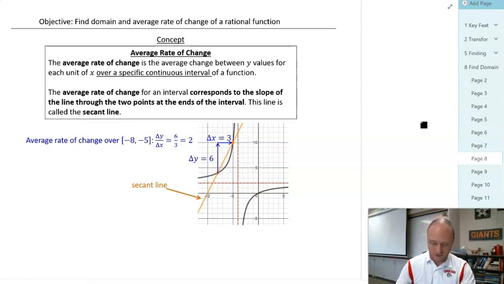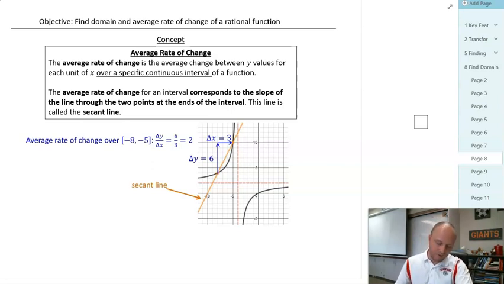With a rational function, I cannot go ahead and, let me pick a different color than blue, I cannot take a point here and a point here and say, okay, what's the average rate of change? Well, it's not continuous. I have a vertical asymptote there. So it just has to be a continuous interval. Okay, and that corresponds to the slope of a line through the 2 points, which we call a secant line. We'll talk more about secant values as we get to the end of the year.